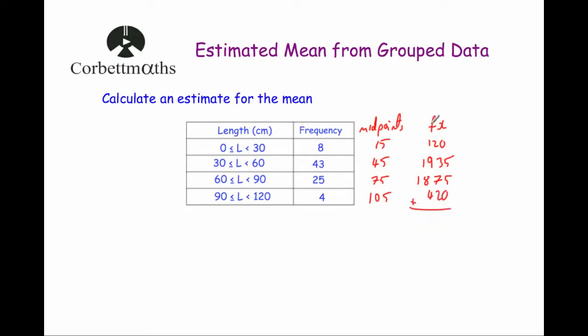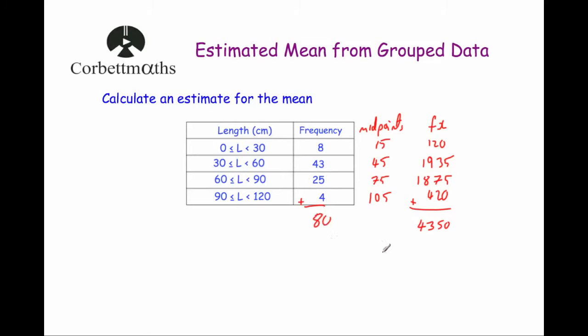We're now going to add those up to get the total length of the alligators. So we're going to do 120 plus 1,935 plus 1,875 plus 420. And our answer there is 4,350. Now we need to see how many alligators there were. So we're going to add up the frequencies. So 8 plus 43 plus 25 plus 4 gives us, all together, 80 alligators.